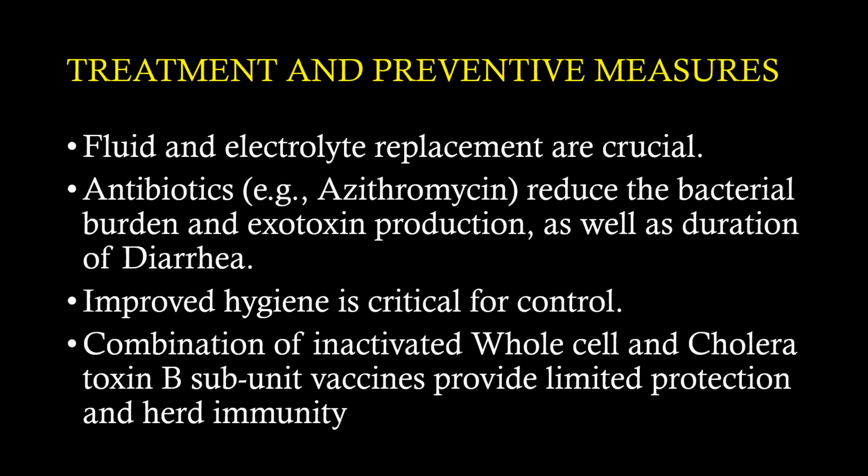Treatment and preventive measures for Vibrio cholerae include fluid and electrolyte replacement, which are crucial. Antibiotics, for example azithromycin, reduce the bacterial burden and exotoxin production as well as the duration of diarrhea. Improved hygiene is critical for control. A combination of inactivated whole cell and cholera toxin B subunit vaccine provided limited protection and herd immunity.